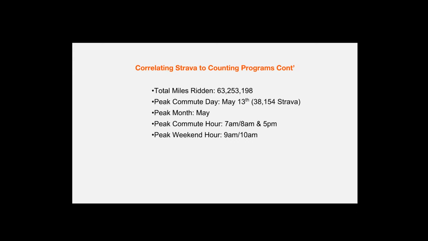I mean, 63,253,198 miles ridden in 2014. Peak commute day, May 13th. Peak month, May. Peak commute windows, and peak weekend hour commutes, right? Just things that they probably knew, their peak window. They probably knew that most people rode in May, but they had no idea the total number of miles ridden.